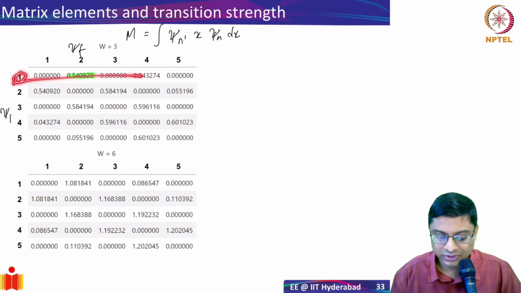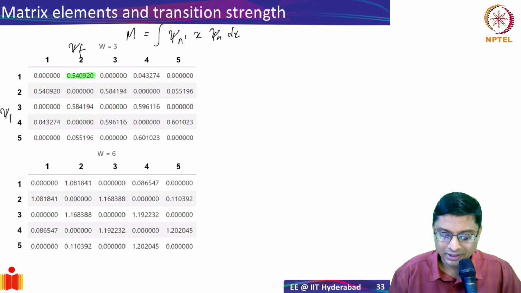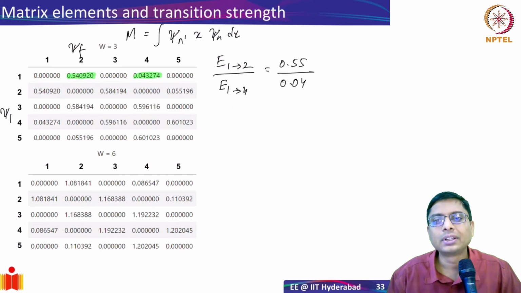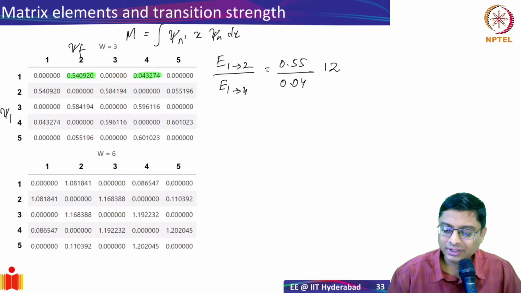But then you go from the first state to the fourth state. It is an allowed transition, but the number is smaller. So if you look at the ratios of these, E 1 to 2 divided by E 1 to 4, this is going to be 0.55 divided by 0.04, let's say. So how much? Roughly 12 times. So the 1-2 transition is 12 times stronger.